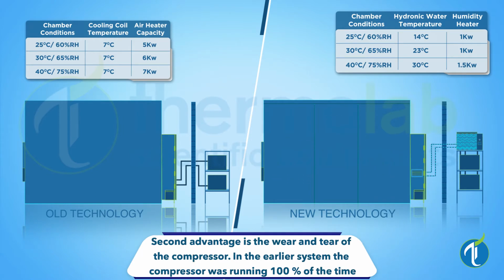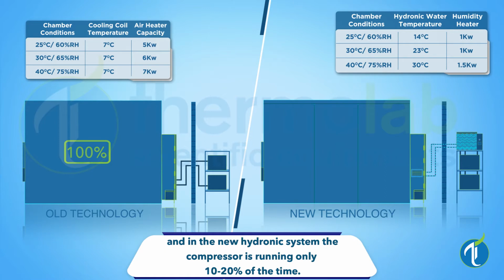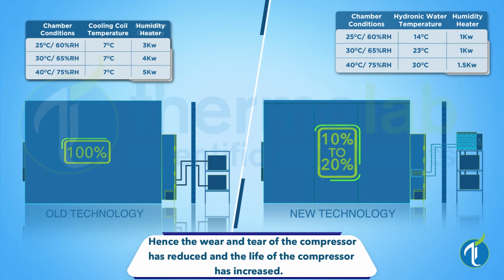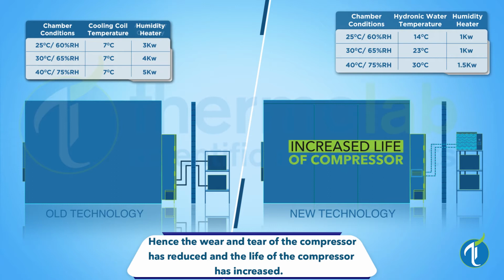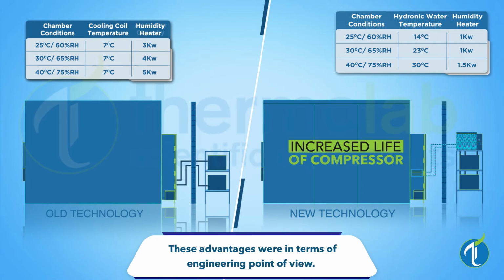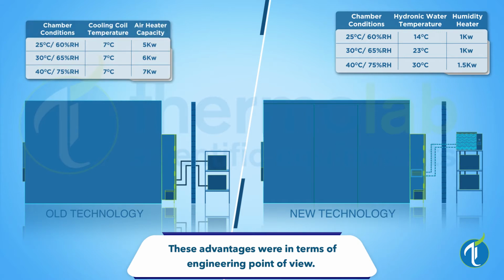The second advantage is the wear and tear of the compressor. In the earlier system, the compressor was running 100% of the time, and in the new hydronic system, the compressor is running only 10 to 20% of the time. Hence, the wear and tear of the compressor has reduced, and the life of the compressor has increased. These advantages were from an engineering point of view, but from an application point of view, the main advantage is the recovery of the condition when the power fails.